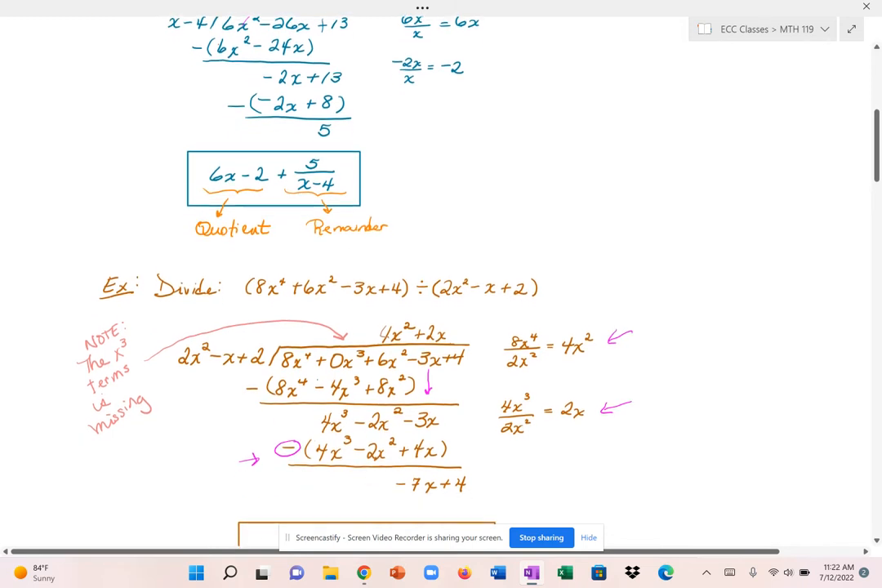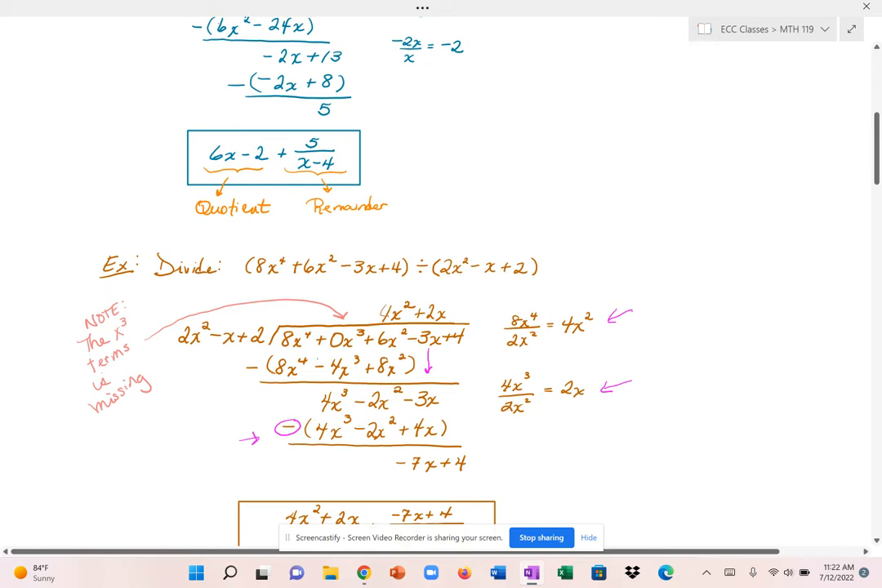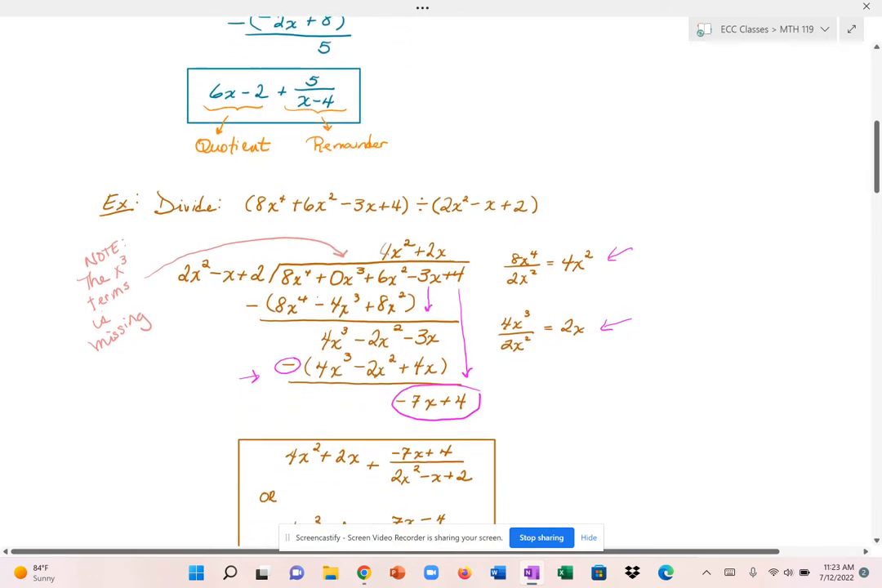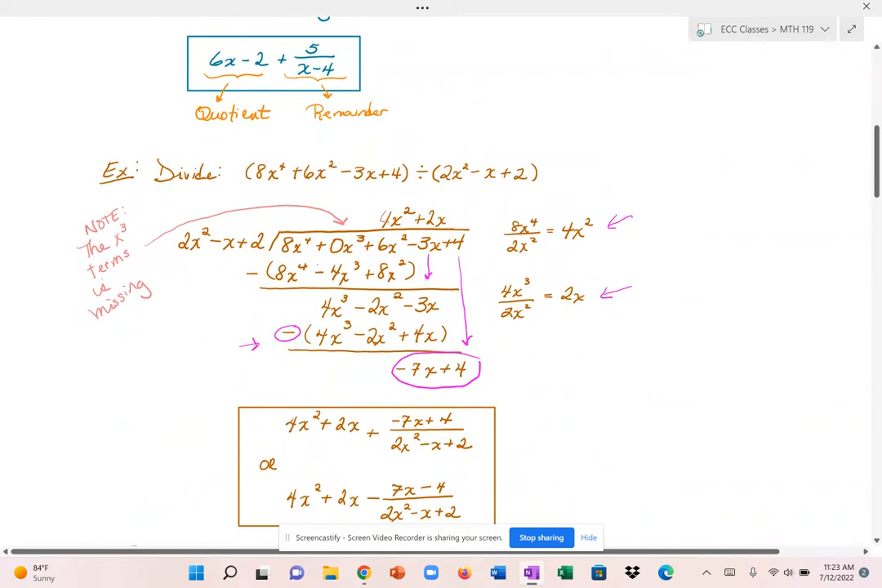So the 4x cubes cancel, the 2x squareds cancel, and I'm left with a negative 7x. And then you bring down the next term. Okay, so this expression is the remainder. So this is a remainder that's actually a function. It's not just a constant. So my answer is 4x squared plus 2x plus negative 7x plus 4 over your divisor.